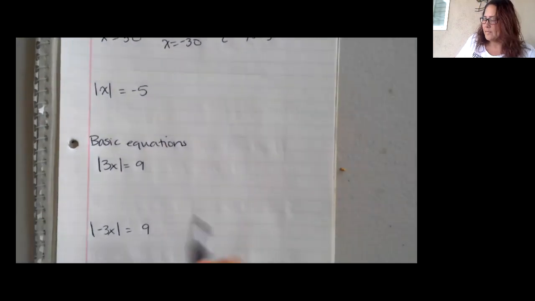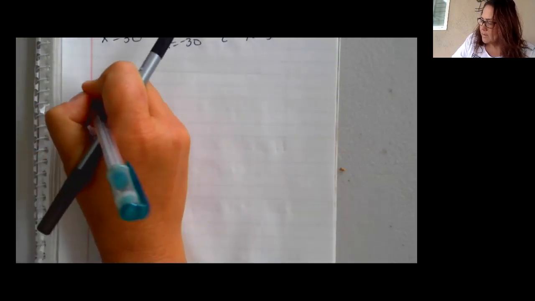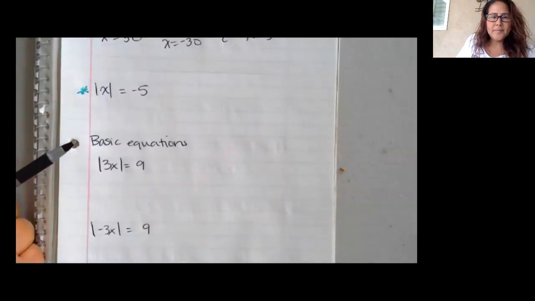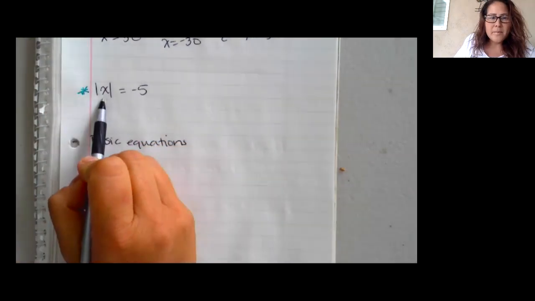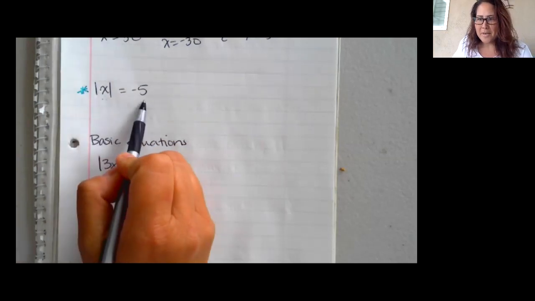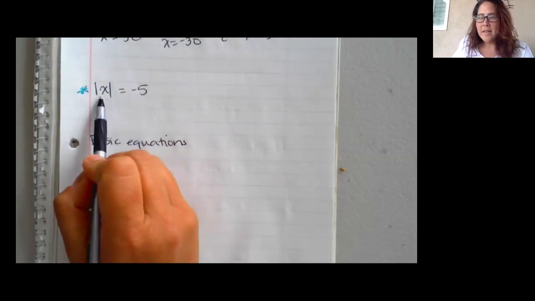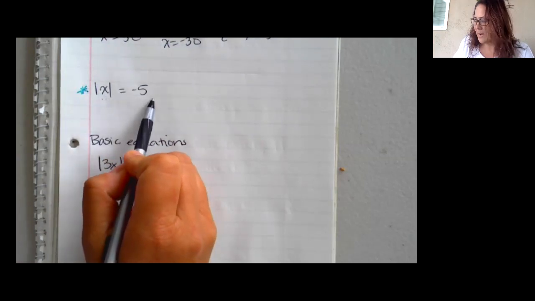Let's try this one. This one's one of the tricky ones. I'll put a little green star next to that. Okay. This one's tricky because there is no number that I can put in here to get me a -5. There's nothing that can come out of the absolute value symbol that's going to give me a -5.